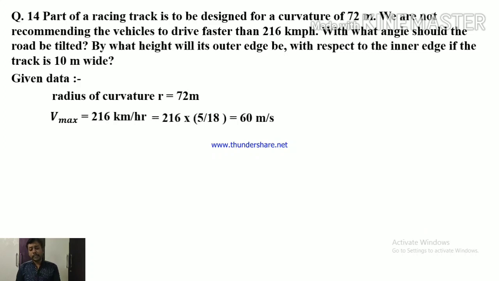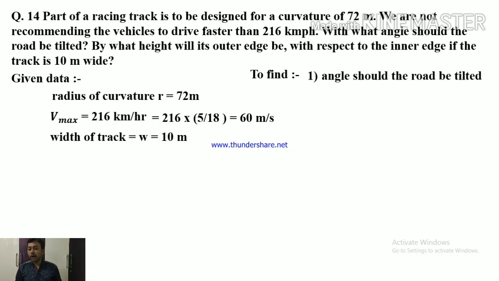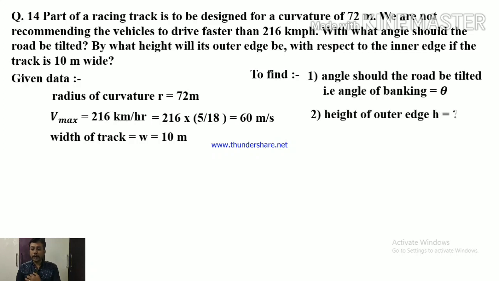So kilometer per hour is converted into meter per second. Multiplied by 5 by 18, kilometer per hour to meter per second, we get 60 meter per second. Now one more thing is given: the width of the track is 10 meter. We have to find at what angle the road should be tilted, that is the angle of banking theta, and second, by what height its outer edge will be raised, that is the height of the outer edge, to be calculated.